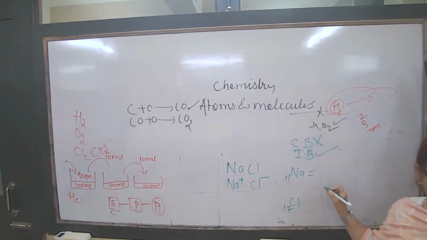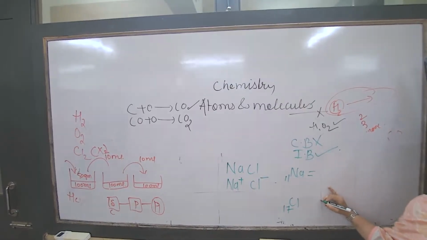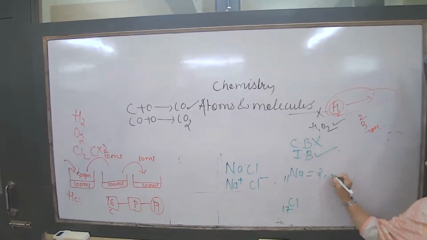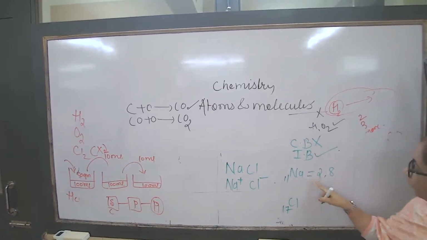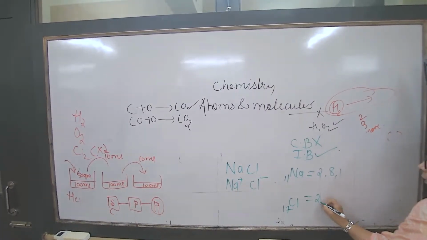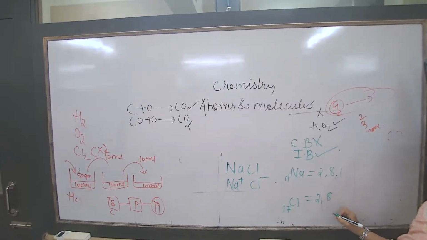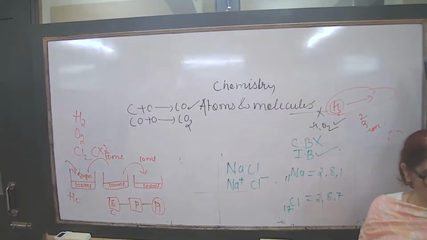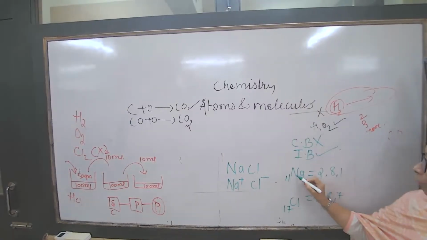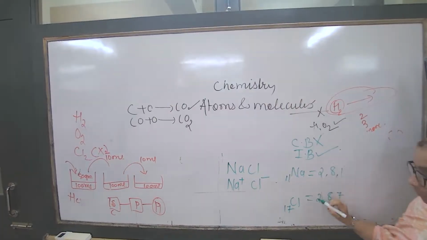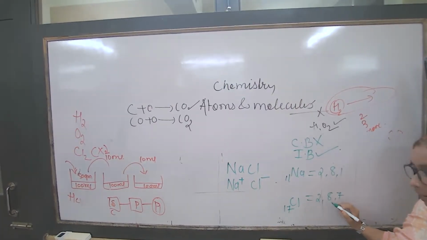Electronic configuration and valency we have done. Electronic configuration: out of 11, 2 and 8. How many are remaining? 1. And for chlorine, 2, 8. How many are remaining? 7 are remaining. Please work on the configuration, otherwise it will become difficult. So the atomic number of sodium is 11 with electronic configuration 2, 8, 1. Chlorine is 17, with 2, 8, 7.